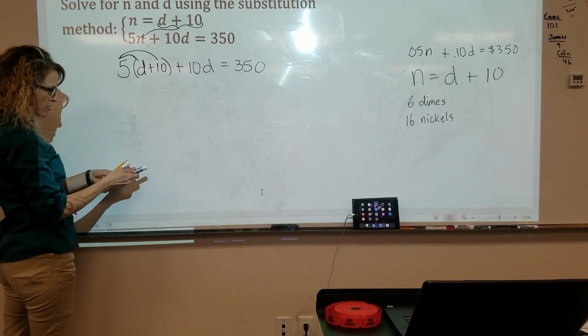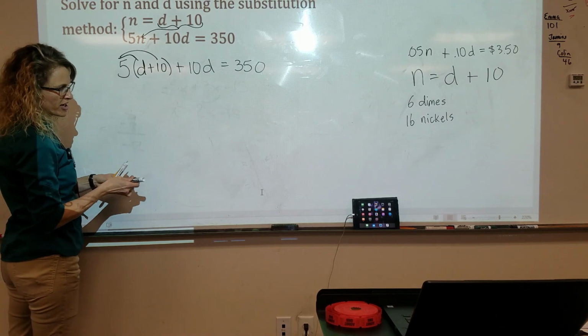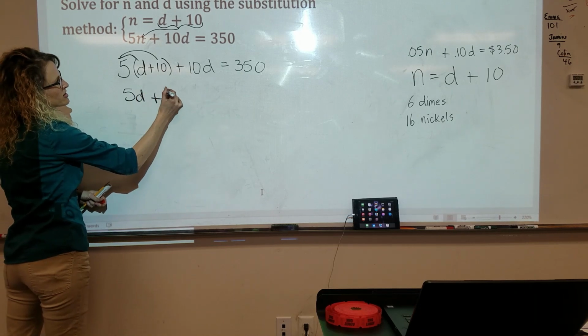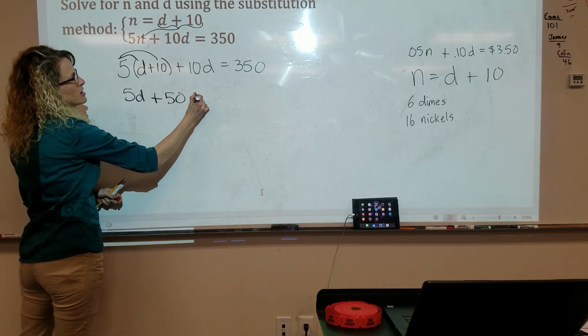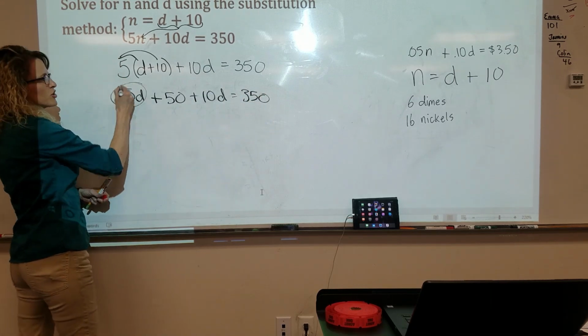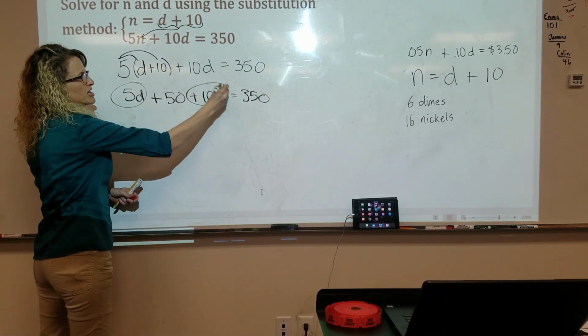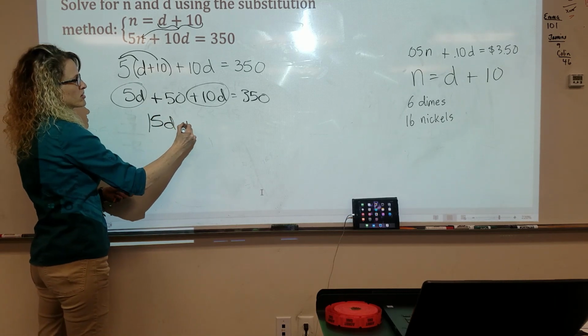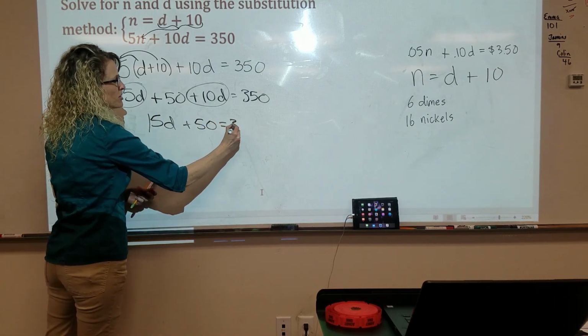So now I distribute. Oops, I ended up on the wrong color. I got red on black. So now I'm going to go 5 times d plus 5 times 10, which is 50, plus 10d equals 350. Combining like terms, I have a positive 5d and a positive 10d, which is 15d, plus 50 equals 350.